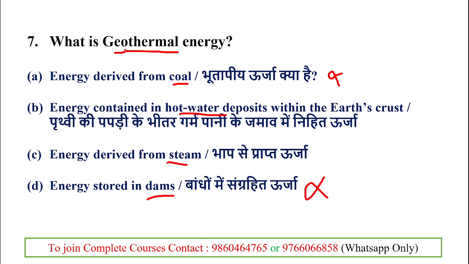Here geo means earth, so you can relate it with the earth crust. The earth crust plays the important role in geothermal energy generation. It is produced at the deep earth crust, and it is a renewable resource used for electricity generation. Clear? Geo means earth and thermal means heat.